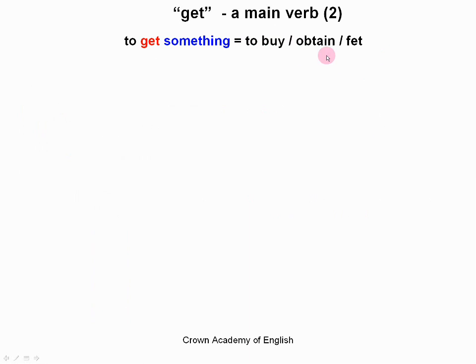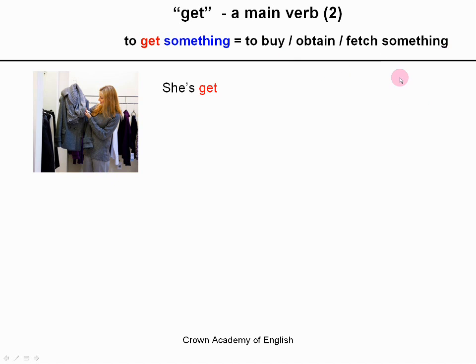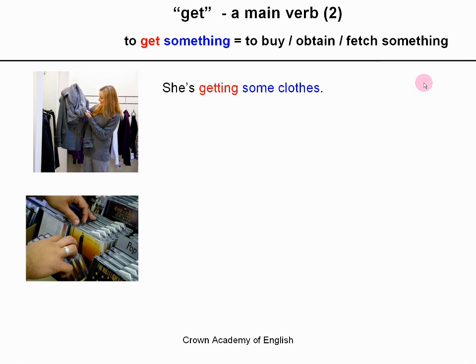Definition 2. To get something can also mean to buy or obtain or to fetch something. Example, she's getting some clothes. Example 2. Mark is getting some CDs for the party. So he's obtaining some CDs. He's buying some CDs.